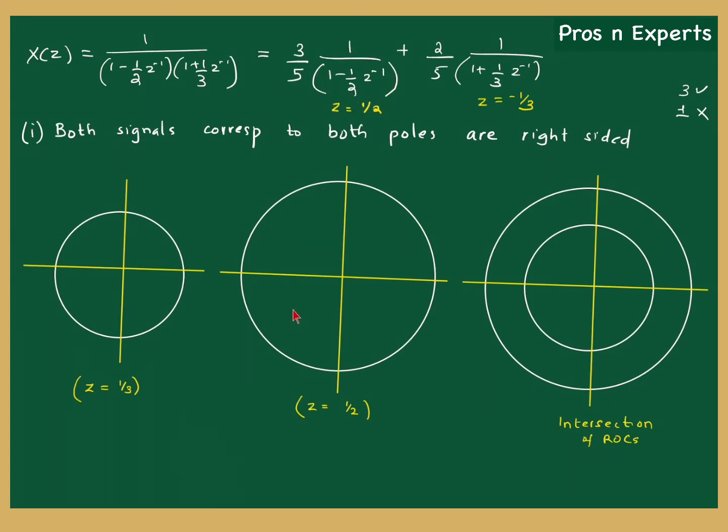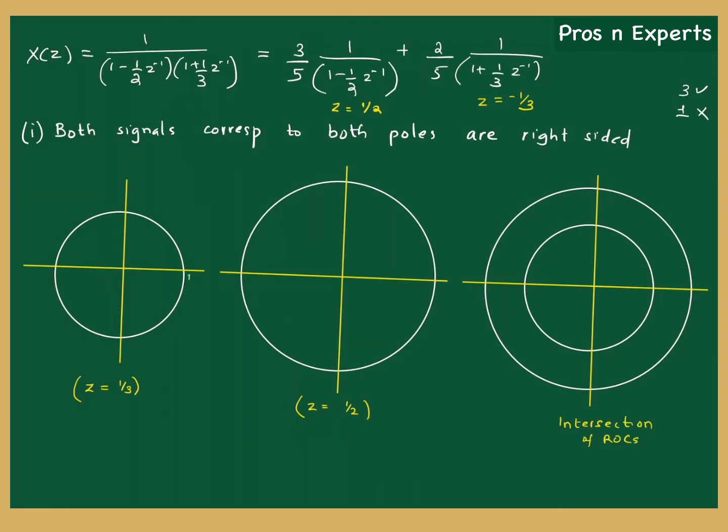This plot corresponds to the ROC of the second term alone, and the third plot will correspond to the intersection of both the first term and second term. In other words, this plot will be the ROC of the entire transfer function. As per our assumption, both signals corresponding to both poles are right-sided. What will be the ROC of the first plot? That means in this plot, the ROC should be right-sided, right?